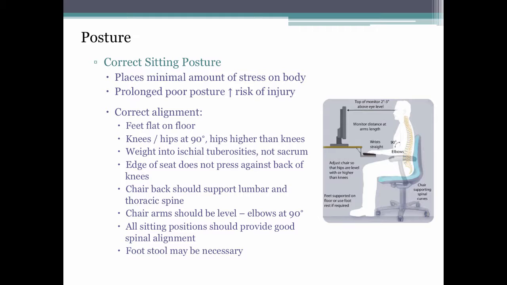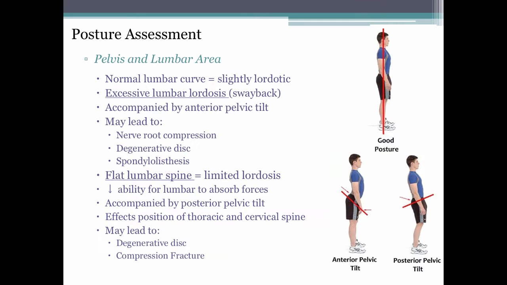So our feet should be on the floor. Our hips should be a little bit higher than the knees. If your knees are higher, then that puts you in a posterior pelvic tilt, which then decreases your lumbar lordosis and increases your thoracic kyphosis. So you don't want the edge of the seat to press on the back of the knees. The chair should help support the lumbar and thoracic spine. The arms should be at about 90 degrees at the elbow, and you should have good spinal alignment, again, to dissipate those forces.